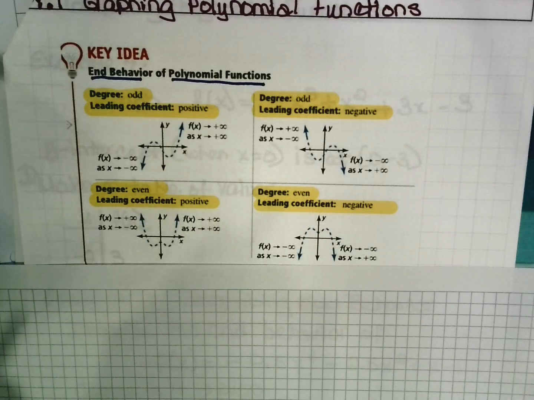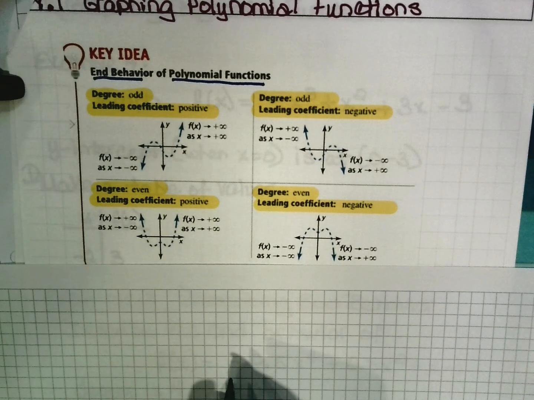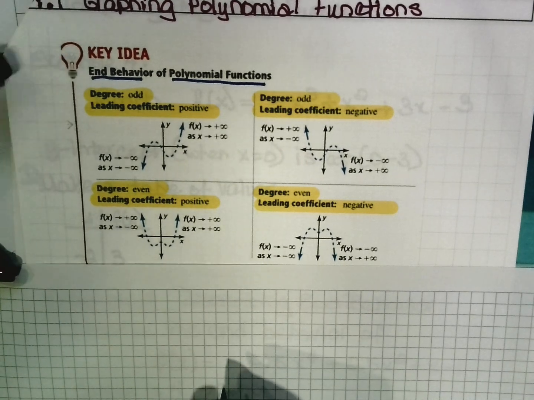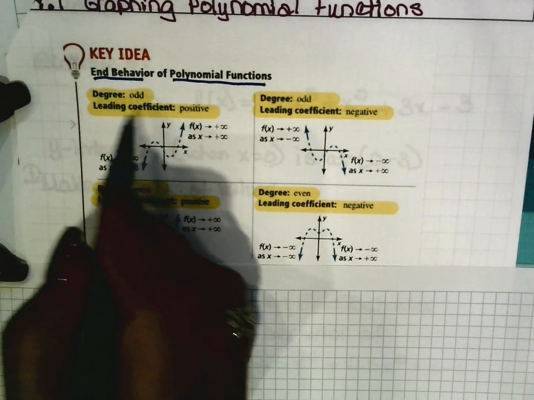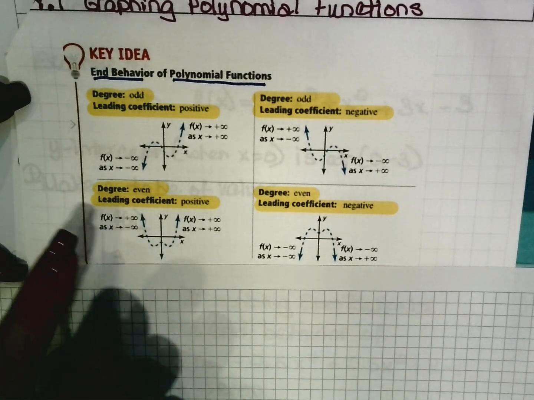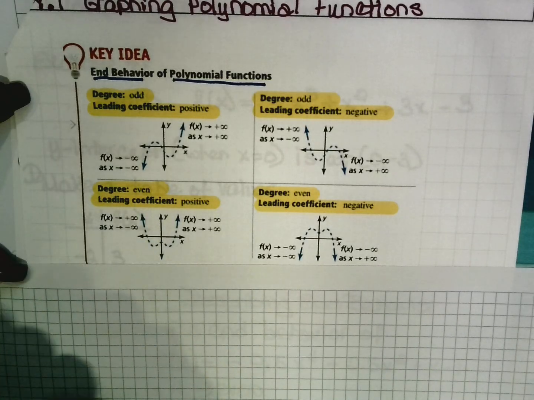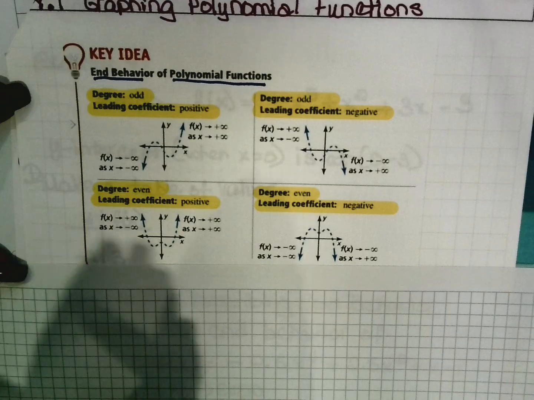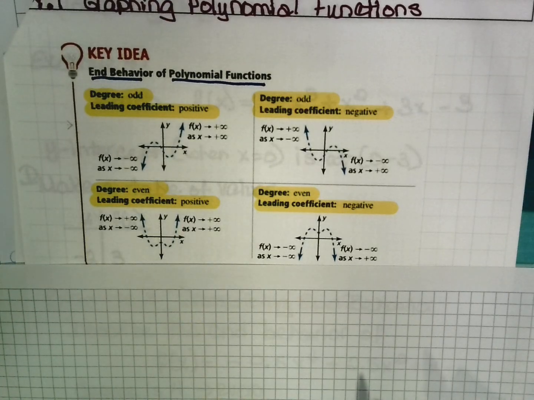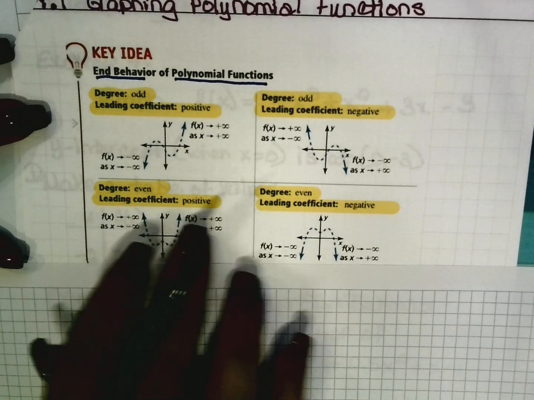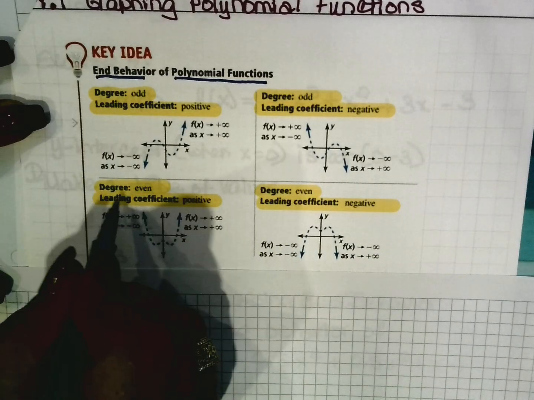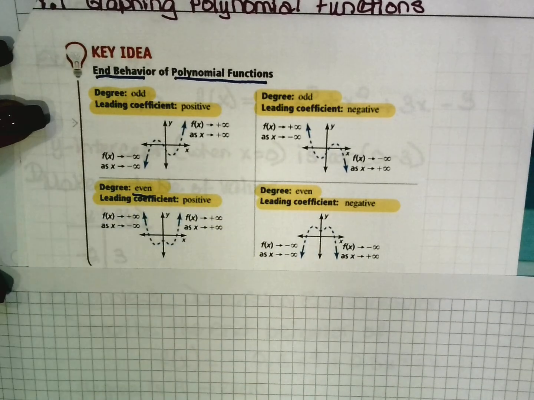So you have 4 possibilities of how this can go, depending on 2 things. These things highlighted in yellow, depending on the degree of the polynomial and depending on the sign of the leading coefficient. Okay? Now for these 2 down here, I'm going to pick my favorite even degree polynomial.